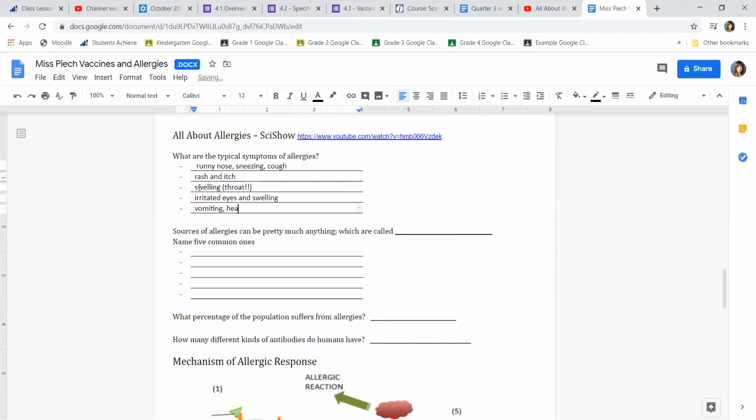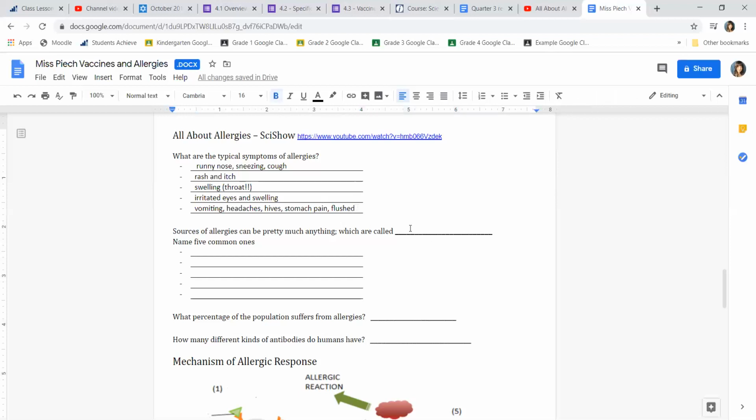Or it can also be headaches. Those are just some of the symptoms. There's more as well, like hives. You could also have stomach pain. You could be flushed all over. So there are quite a few different symptoms of allergies.